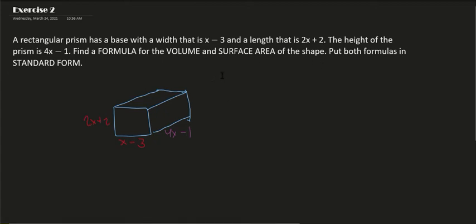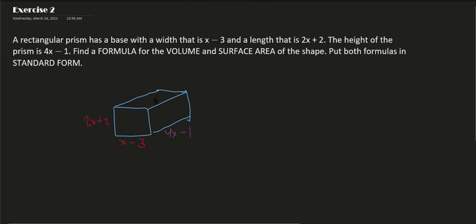A rectangular prism has a base with a width that is x minus 3 and a length that is 2x plus 2. The height of the prism is 4x minus 1. Find a formula for the volume and surface area of the shape. Put both formulas in standard form. So, what can we do in this problem then?